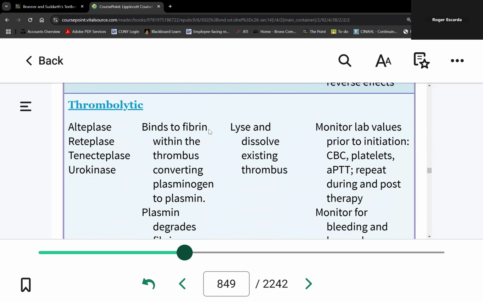Then finally, thrombolytics. Thrombolytics are reserved only for massive PE. We'll discuss that shortly.